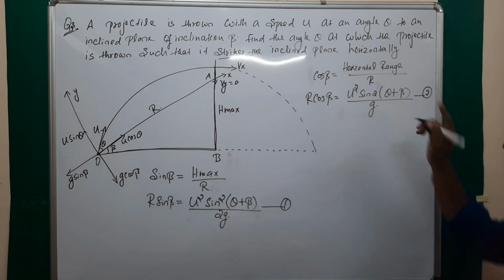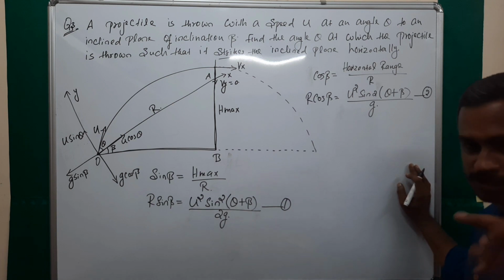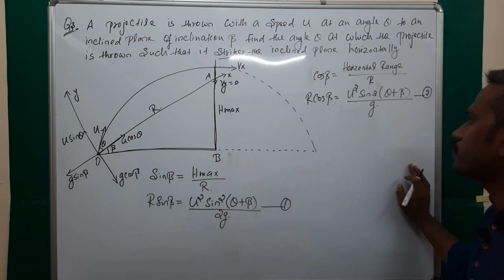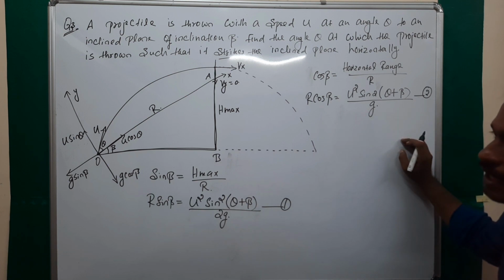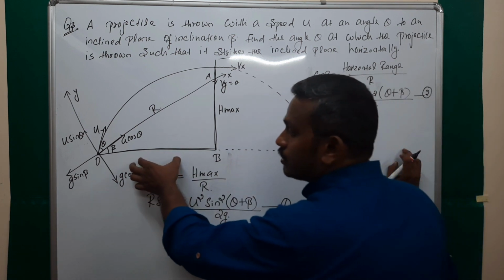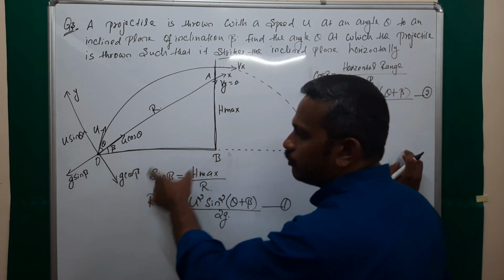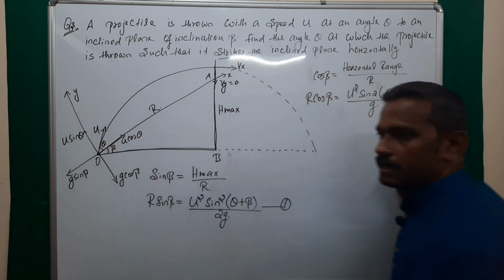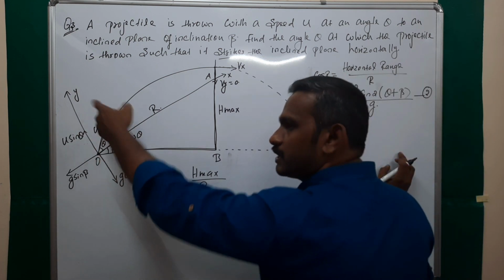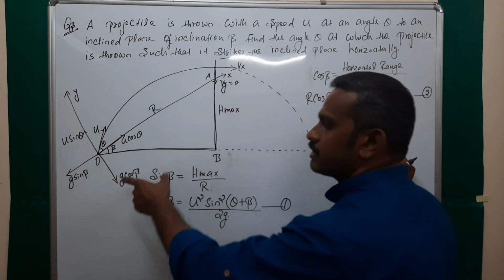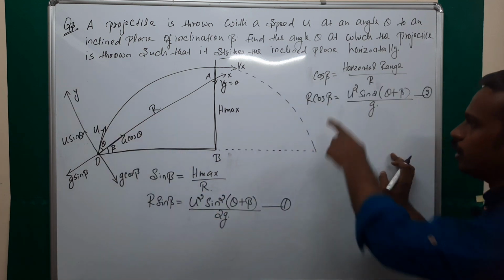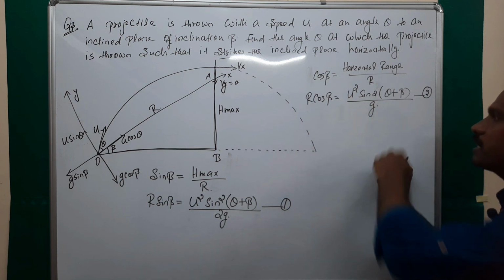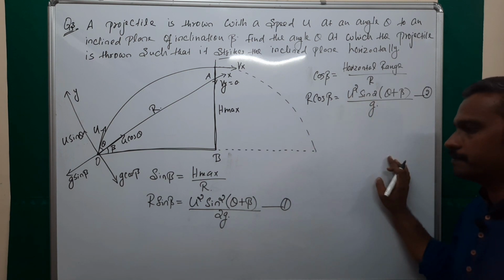U square sine 2 theta divided by g. So just remember the formula. Here theta is theta plus beta, the angle of projection. When it is observed from the horizontal plane or ground plane, what is the angle of projection? Theta plus beta. Theta is the angle of projection in the inclined plane, but when observed from the ground plane, it is theta plus beta. So R cos beta is equal to u square sine 2 theta plus beta divided by g.